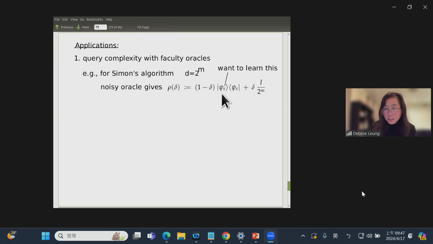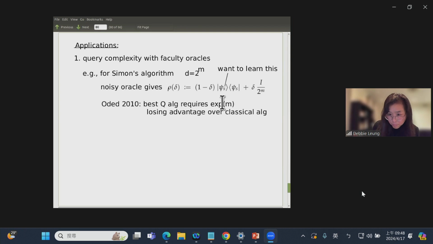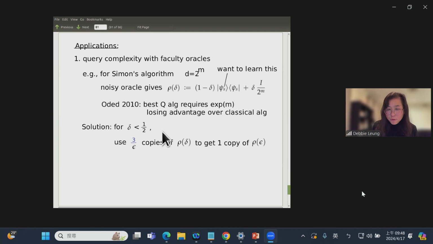But suppose this state is actually noisy in the form that we discussed. You don't know what this is. You prepare it from the quantum algorithm. Oded Regev actually found out in 2010 that the best quantum algorithm that he considered seemed to require exponential in n number of queries. And we seem to be losing the advantage over the classical algorithm. But if you use the recursive sort test for delta lower than a half, you only need 3 over epsilon copies to get 1 copy of rho epsilon.